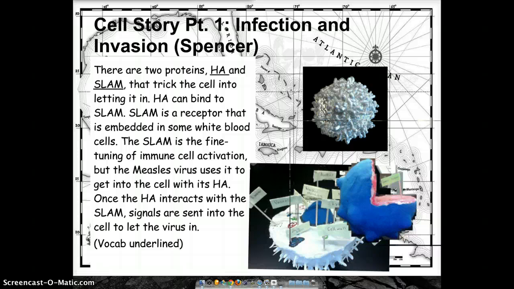There are two proteins, HA and SLAM, that trick the cell into letting it in. HA can bind to the SLAM protein. The SLAM protein on the white blood cell shown here is embedded in some white blood cells. It is a fine-tuning of the immune system's activation, but the measles virus uses it to get into the cell with its HA.